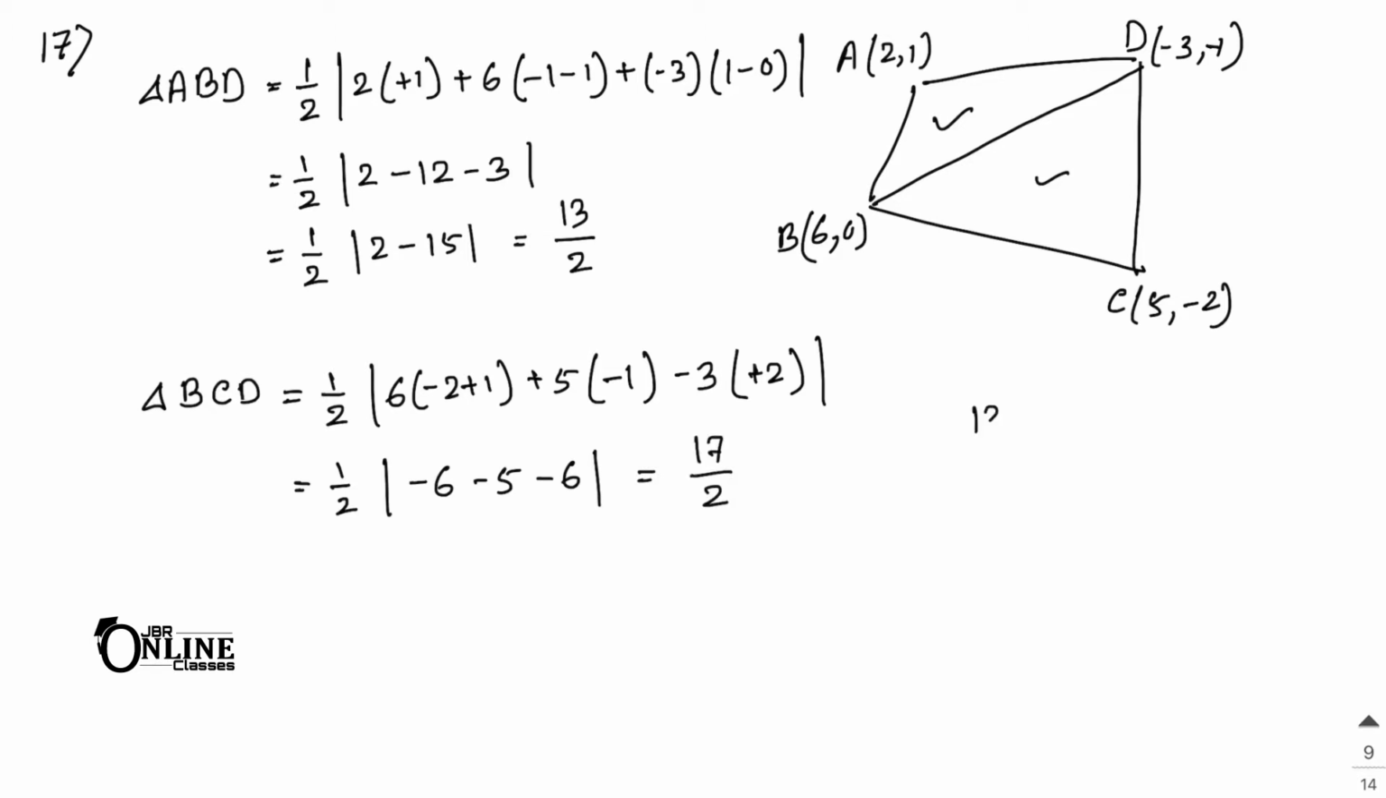Now the whole area will be 13 by 2 plus 17 by 2, that equals 30 by 2, that means 15 square units. Okay, that is your answer.